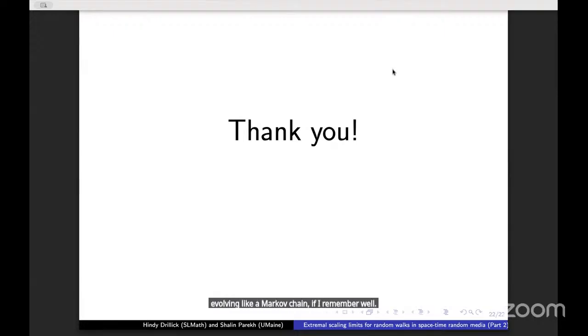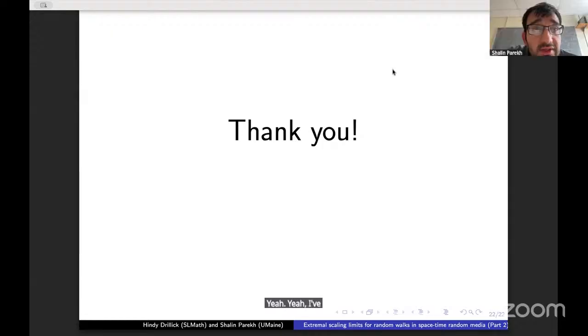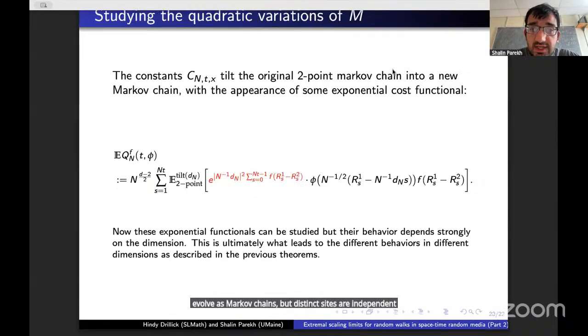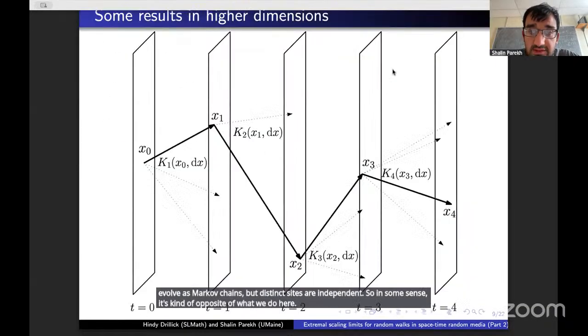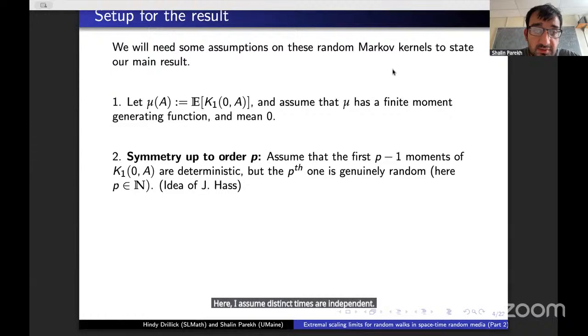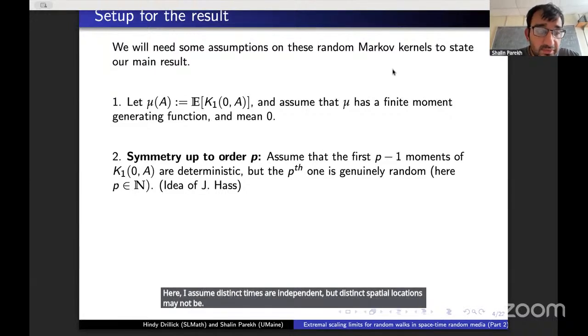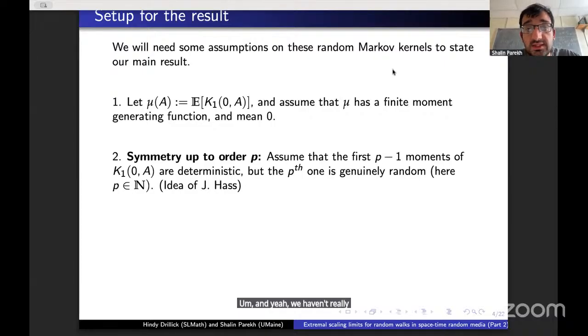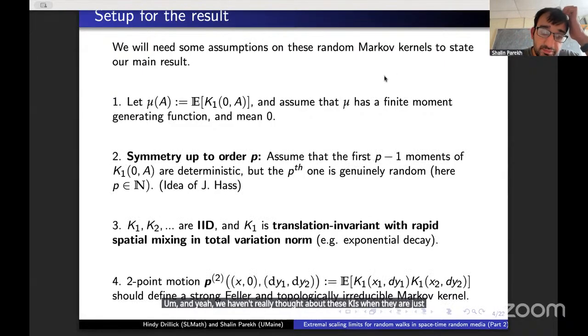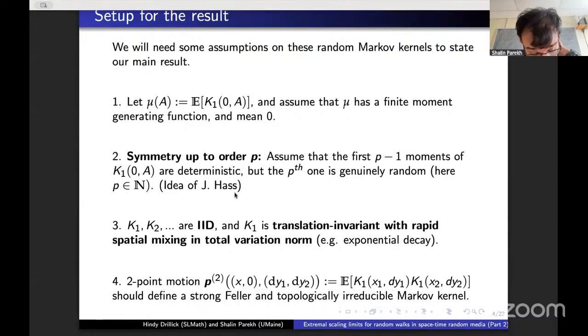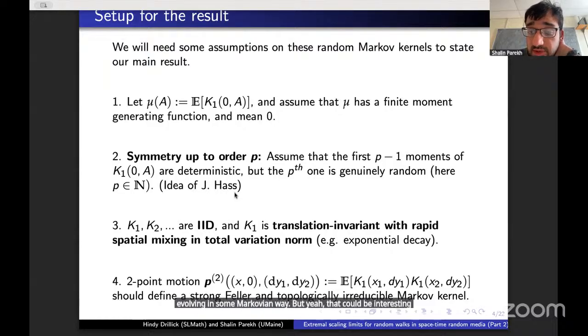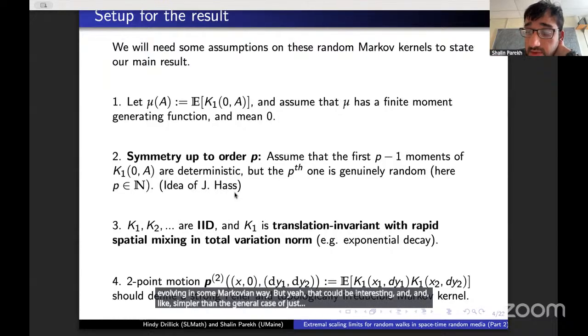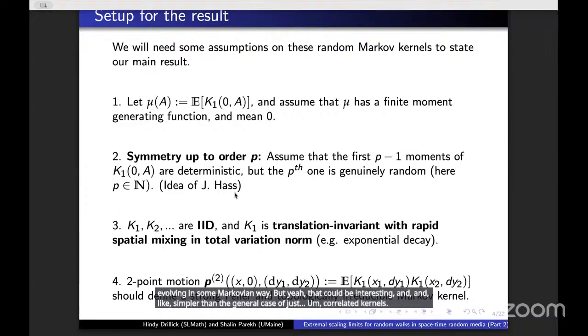I've seen the papers where they consider distinct sites evolving as Markov chains, but distinct sites are independent. So in some sense, it's the opposite of what we do here. Here, I assume distinct times are independent, but distinct spatial locations may not be. We haven't really thought about these K_i when they are just evolving in some Markovian way. But that could be interesting and simpler than the general case of correlated kernels. Okay, thank you.